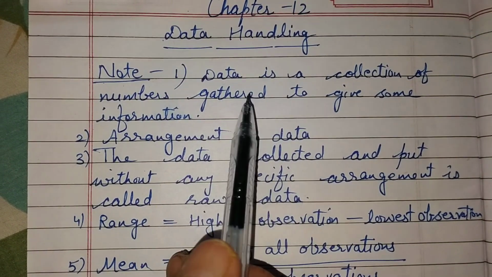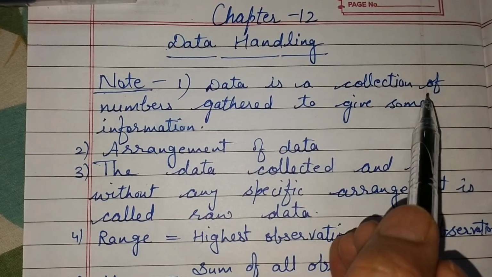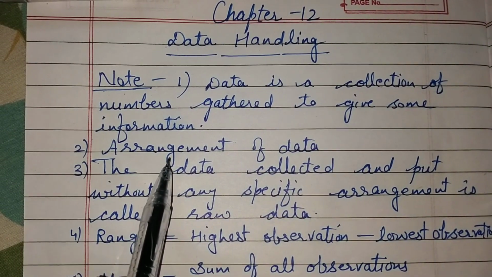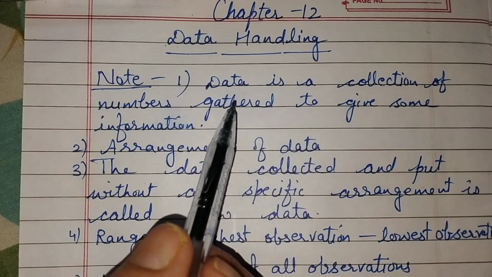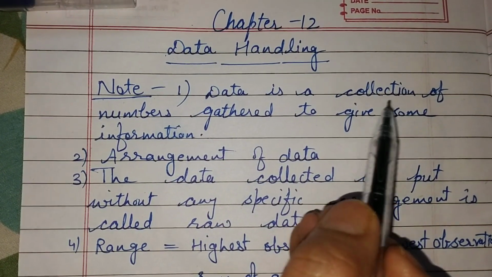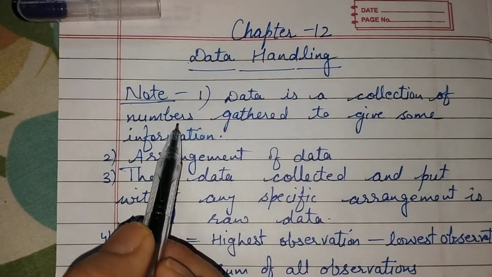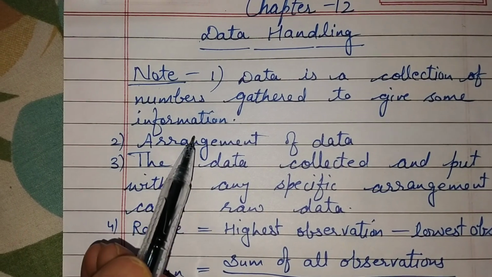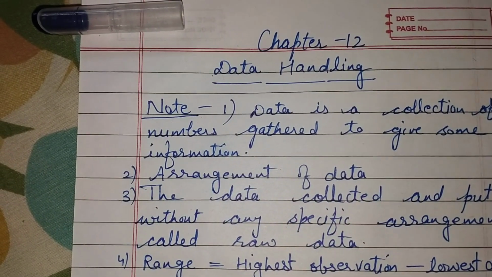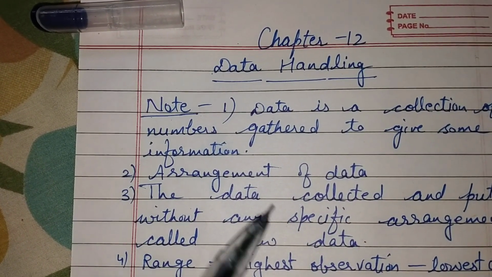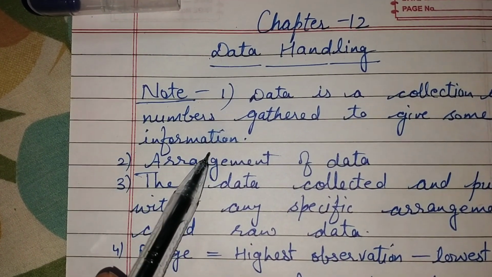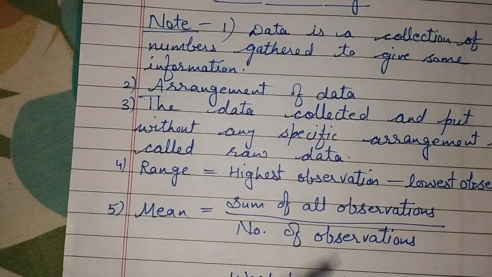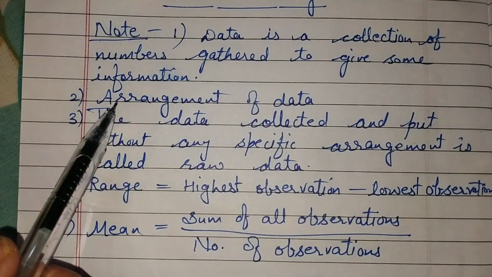You should know what is data. Data is a collection of numbers gathered to give some information. This information can be the height of the students in a particular class, their marks scored, anything can be there.